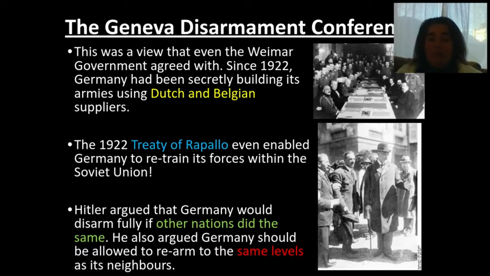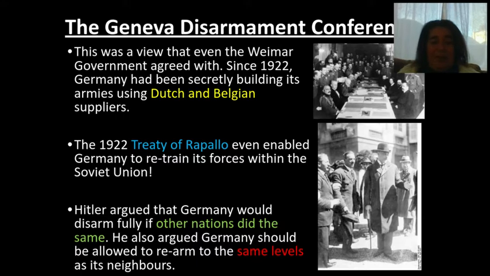But remember that the Soviet Union was a communist state. So France, England, even the United States, they all wanted to isolate the Soviet Union. And this treaty would be extremely good for Germany and the Soviet Union because it would be the first step to establish relations, not being alone and isolated.